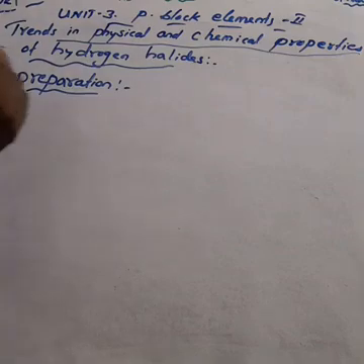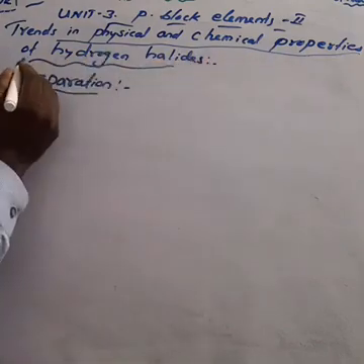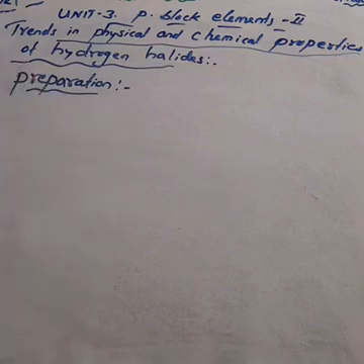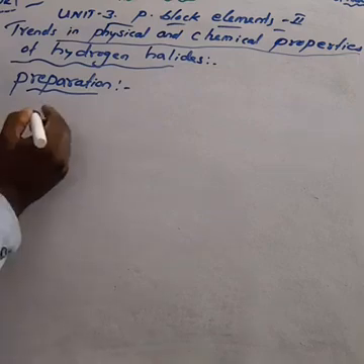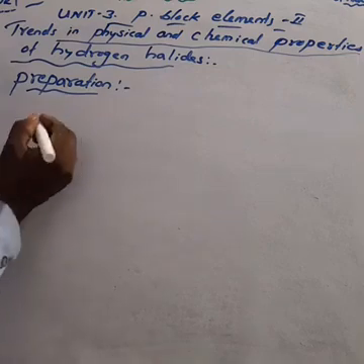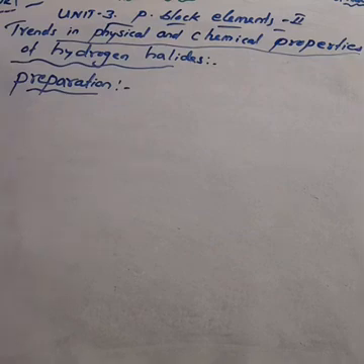Trends in physical and chemical properties of hydrogen halide. That is how the hydrogen halides can be prepared. Here: hydrogen fluoride, hydrogen chloride, hydrogen bromide and hydrogen iodide.